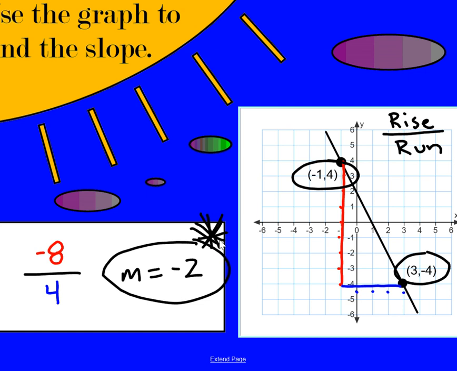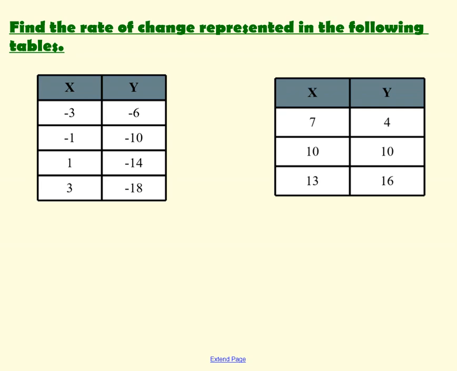So find the rate of change represented in the following table. There are a couple different ways to do this. In my opinion, the easiest way to do it is just to stack and slide. To do that, all you have to do is pick any 2 points on this table. So I'm going to choose the first 2 simply because that's what I want to do. So I have 2 points. Now all I have to do is stack them and slide them just like I know how to do.